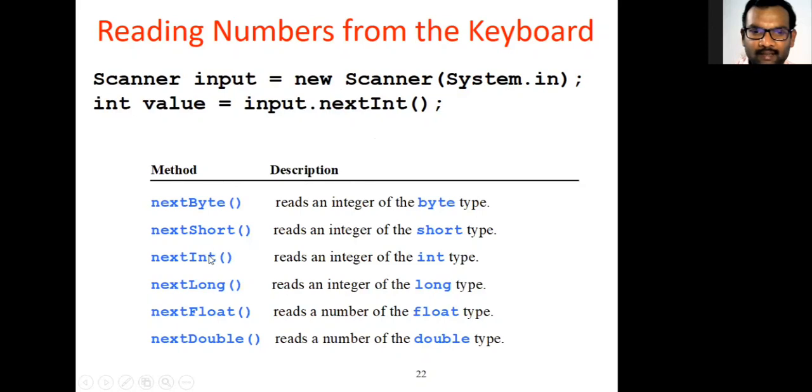Similar to that, there are different types of methods available to read different types of values from the keyboard. For example, nextByte is used to read a value of the type byte. Similarly, nextShort is used to read a value of the type short. All these are methods. The nextDouble method is used to read a double value from the keyboard. Similarly, long value, float value, any type of value can be read in the form of a numerical value. These are all the different methods available.